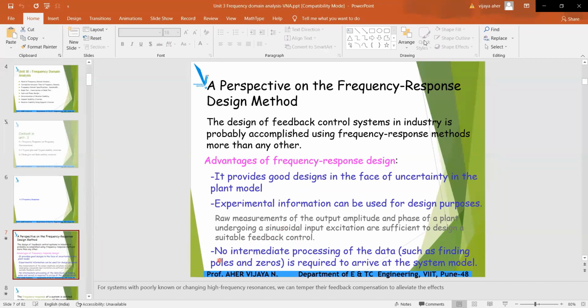No intermediate processing of the data, such as finding poles and zeros, is needed here. So no intermediate processing of data is required to arrive at the system model. You are not going to find the poles and zeros, or roots of the characteristic equation. So these are the advantages of the frequency response design method, and hence we are using frequency domain analysis.